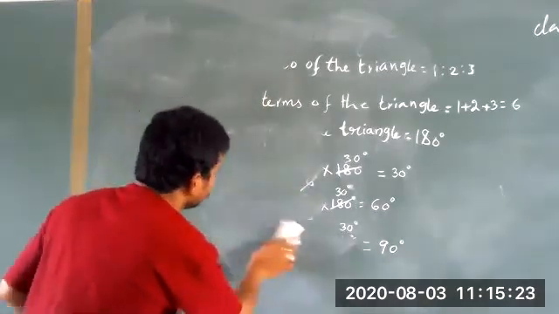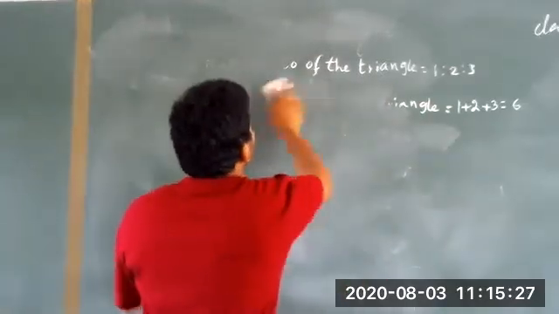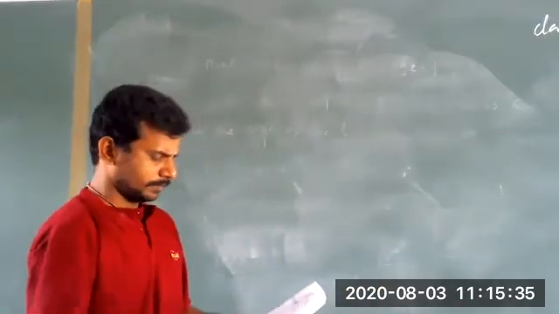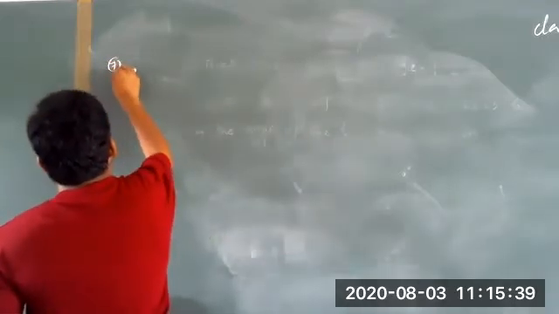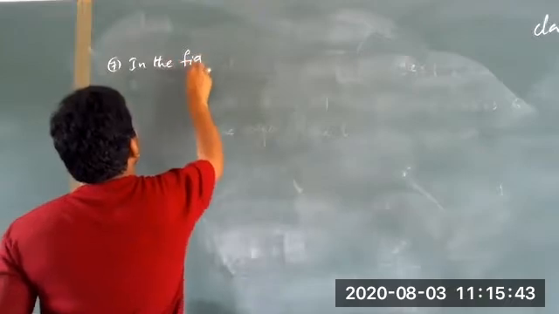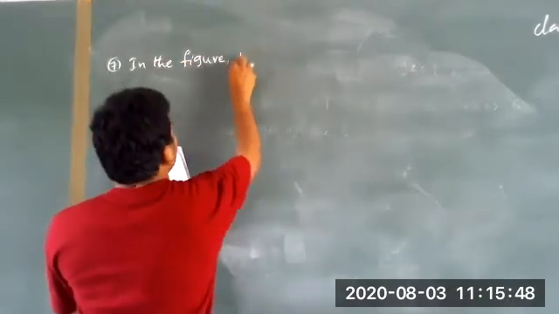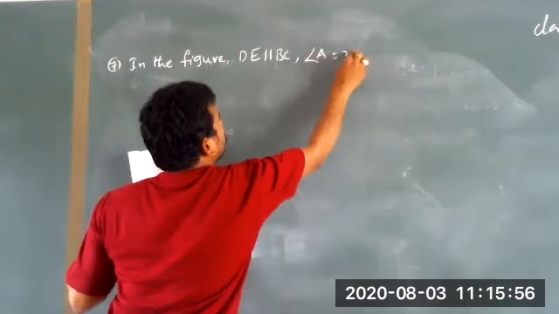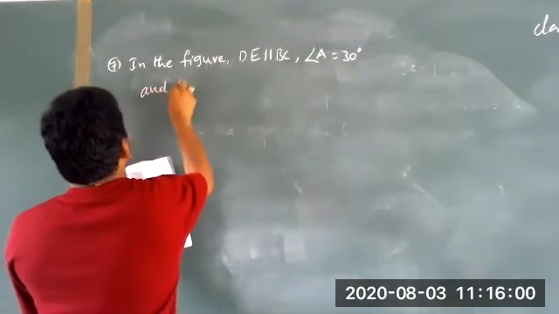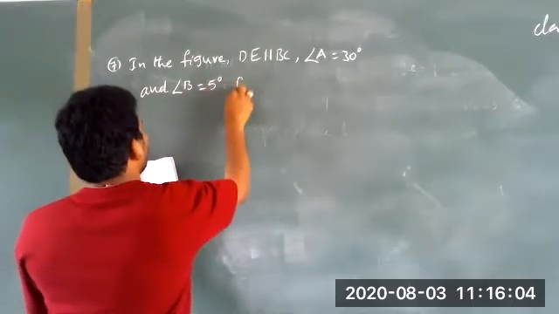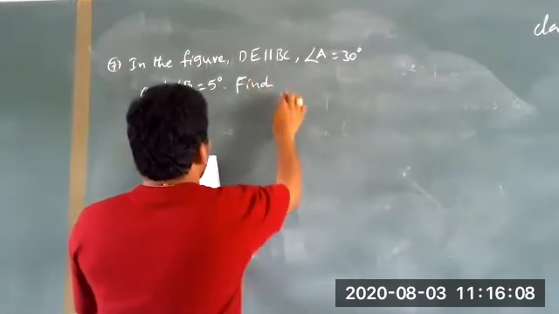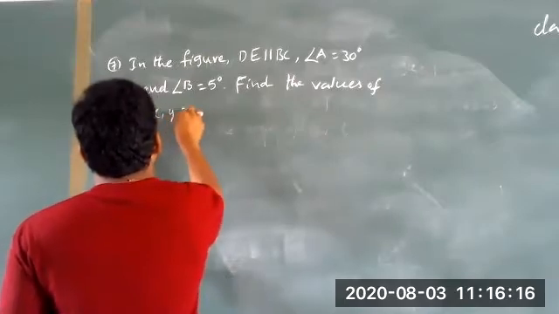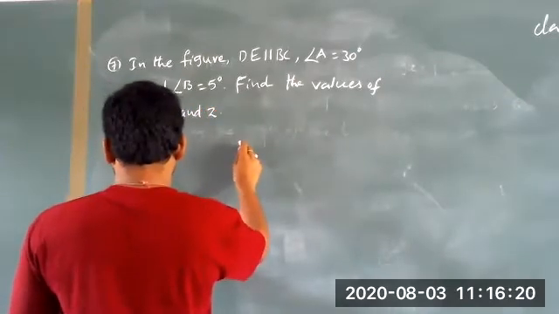Now the seventh problem. In the figure, DE is parallel to BC, angle A is equal to 30 degrees, and angle B is equal to 50 degrees. Find the values of X, Y, and Z.